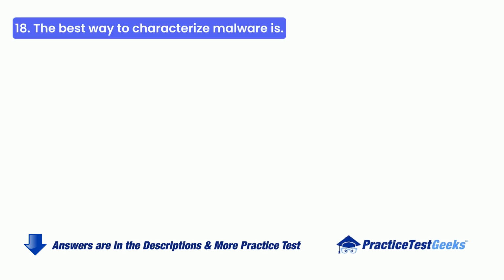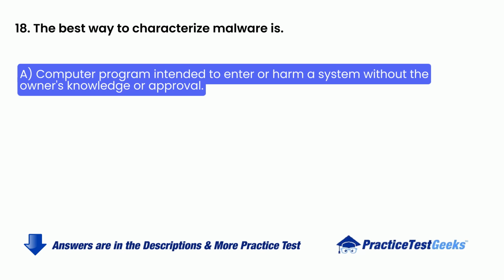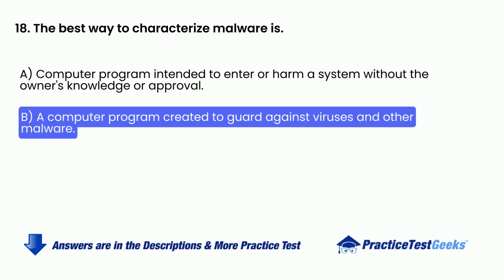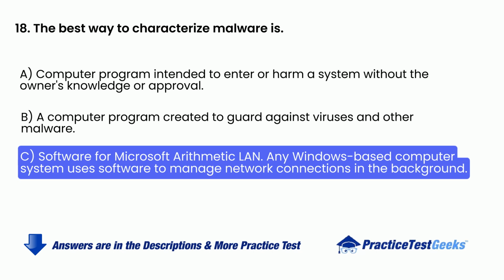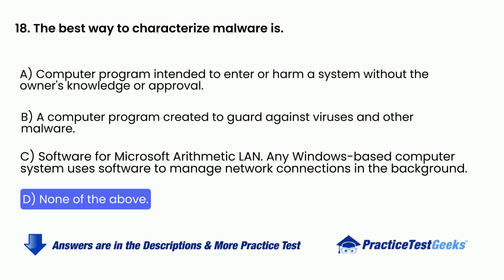The best way to characterize malware is A. Computer program intended to enter or harm a system without the owner's knowledge or approval. B. A computer program created to guard against viruses and other malware. C. Software for Microsoft Arithmetic LAN. Any Windows-based computer system uses software to manage network connections in the background. D. None of the above.